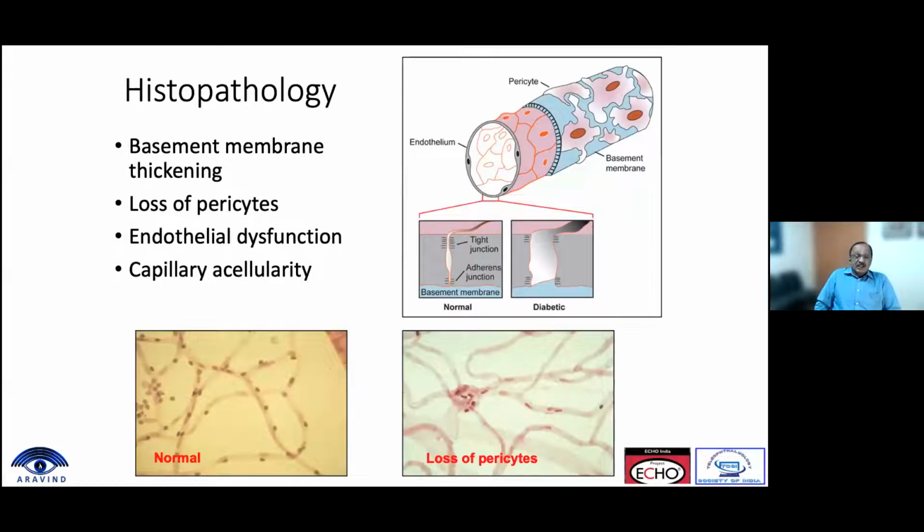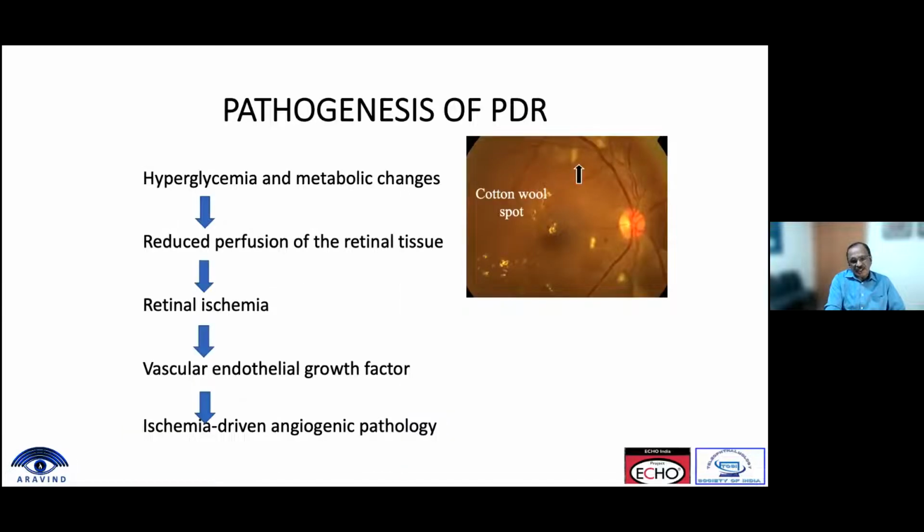If you look at the histopathology, the three most important changes in the blood vessels are basement membrane thickening, loss of pericytes which causes loss of support, and endothelial dysfunction with capillary acellularity. This all leads to the typical complications that we see in diabetic retinopathy.